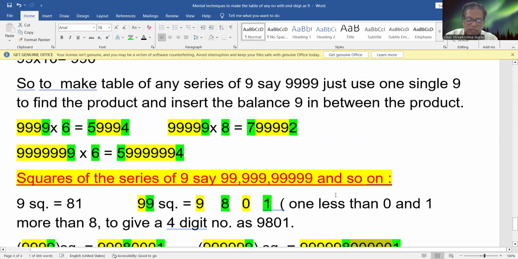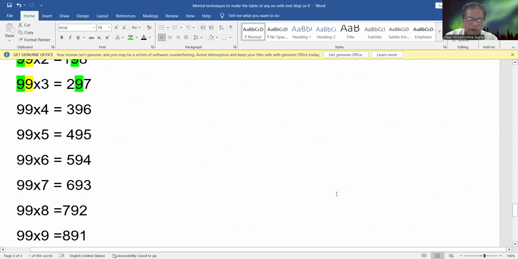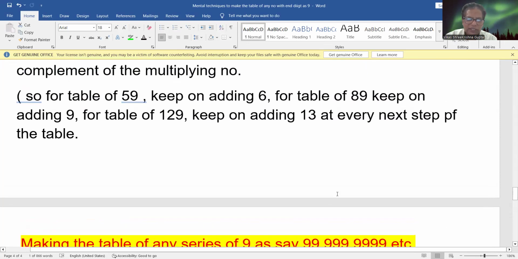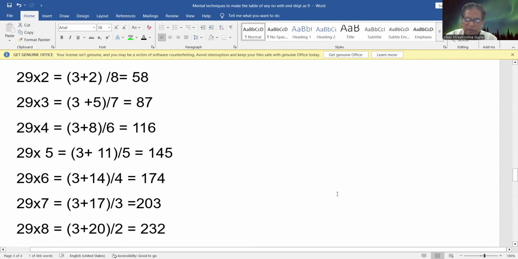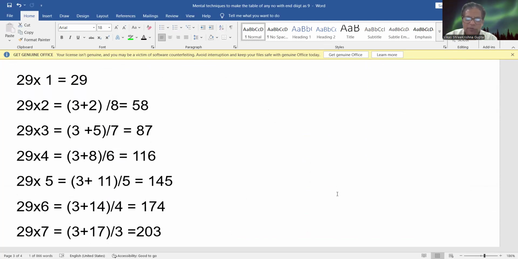So I have shown you how to make the table of any number ending with 9, and 4 mysterious properties of the table of 9, and also how to make the table of any repeating series of 9, say 99, 999, 49, in just a fraction of a second without doing any multiplication. In the same way, when I am making a table of any number ending with 9, you are not doing any multiplication. This is totally based on the concept of vernacular numbers.